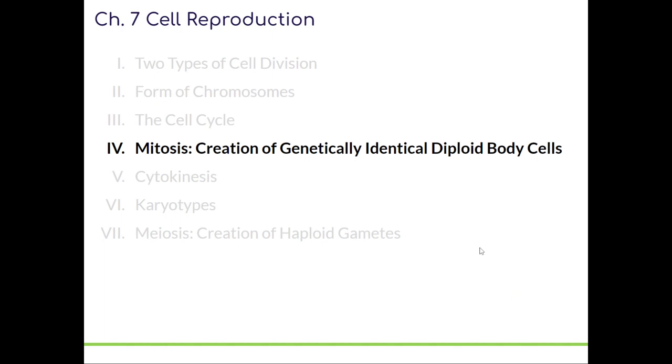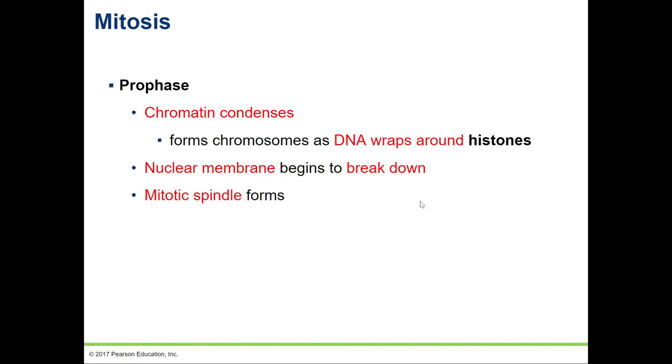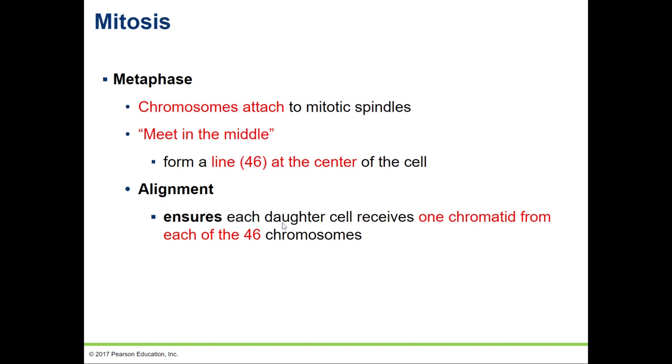So let's look a little more closely at the process of mitosis. We're going to talk about prophase, metaphase, anaphase, telophase with cytokinesis. So during prophase, as we looked, the chromatin needs to condense with that DNA wrapping around the histones. We lose the nuclear membrane and we begin to form those spindle fibers to reach out to the chromosomes.